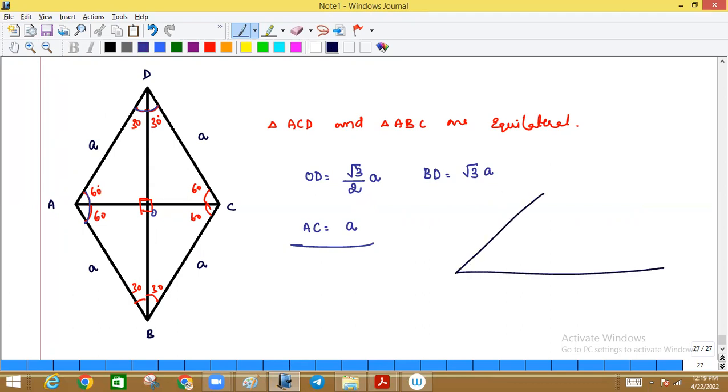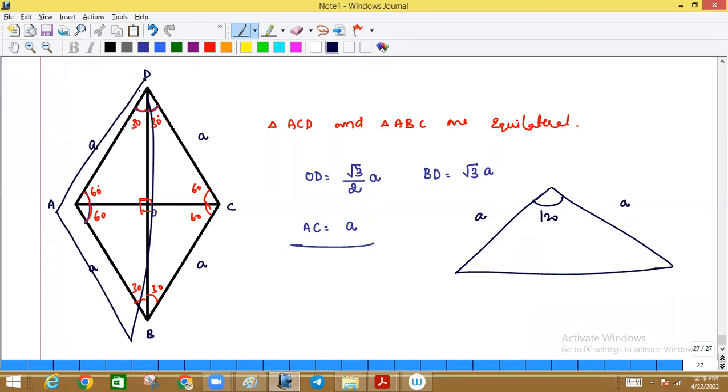If any triangle is an isosceles triangle, with sides A and A, and 120 in between. Look at the triangle I'm taking. A and A. What is the angle between them? 120. Can you tell me what is the opposite side here? Opposite side is BD. So what is BD? Root 3A.